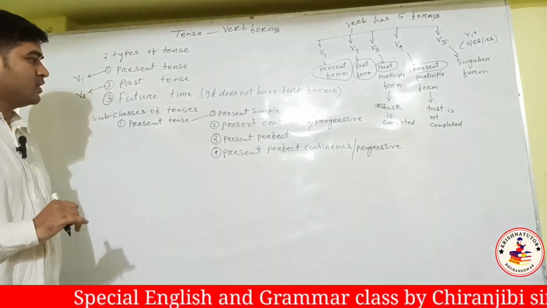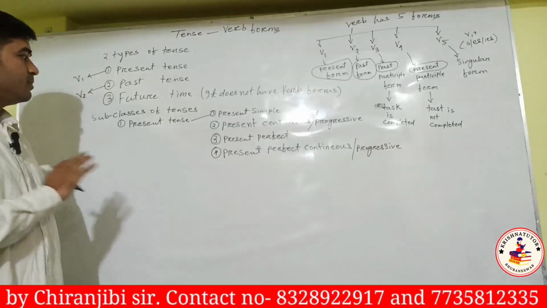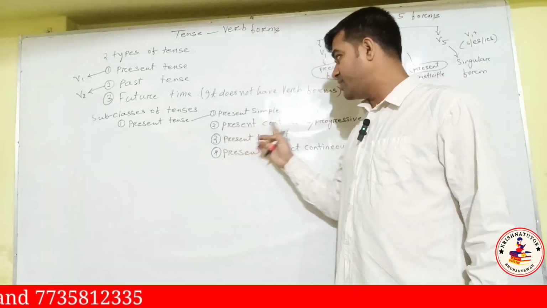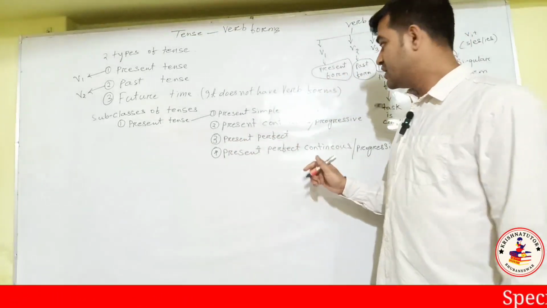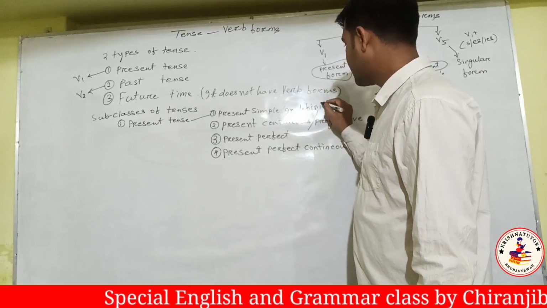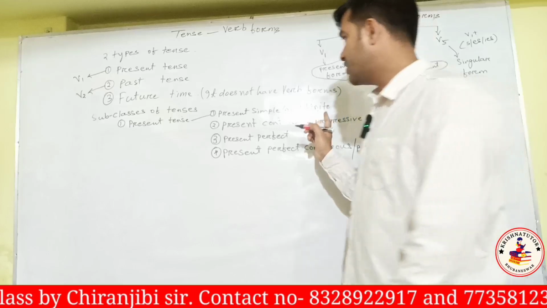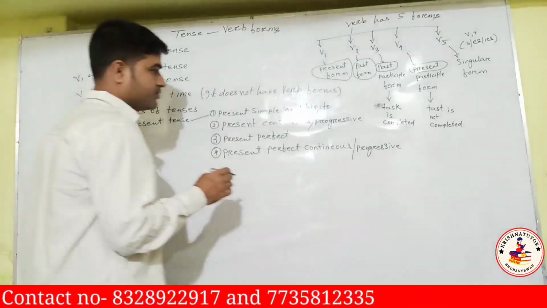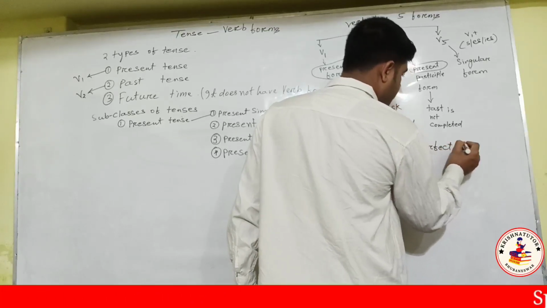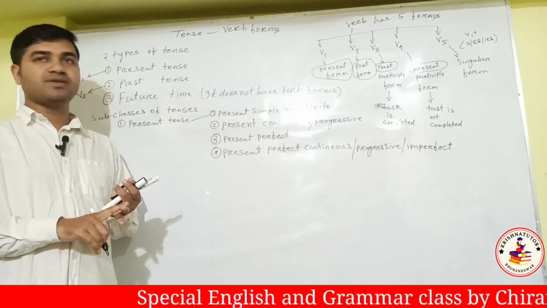I'll tell you later. So these are the four types of subclasses of present tense: present simple, present continuous, present perfect, present perfect continuous. Sometimes this simple is called indefinite in some books. Continuous is also known as imperfect. Don't get me wrong, in some books, continuous is also known as imperfect or progressive.